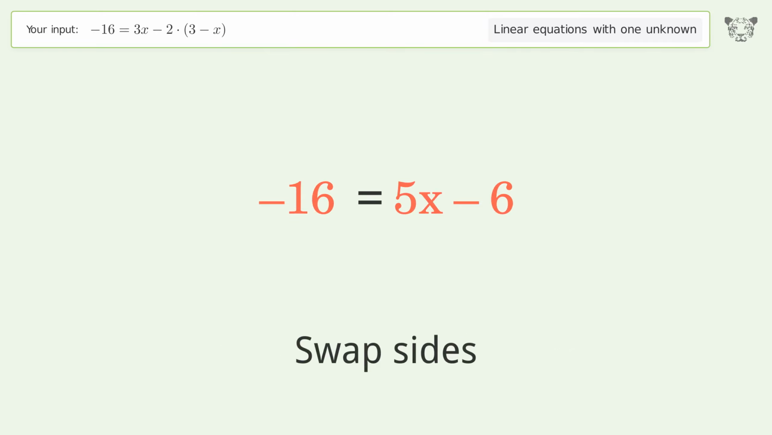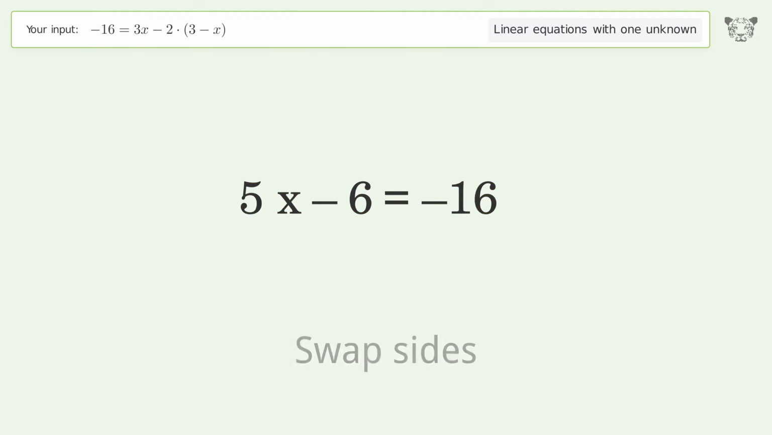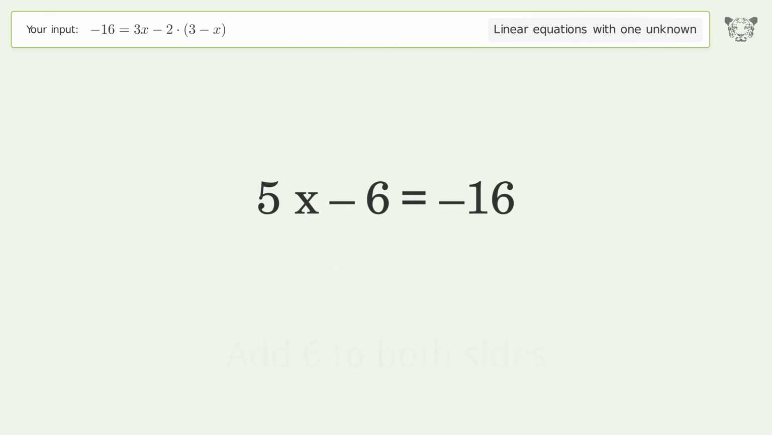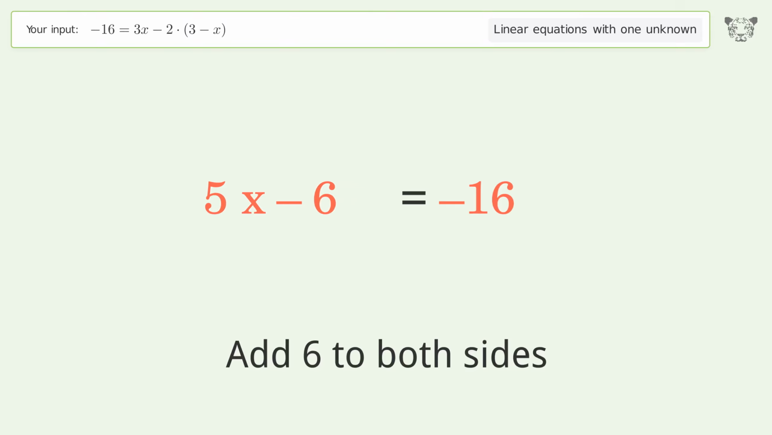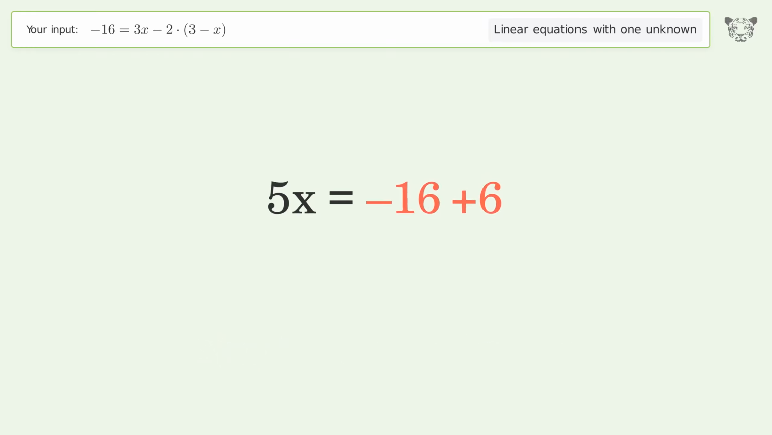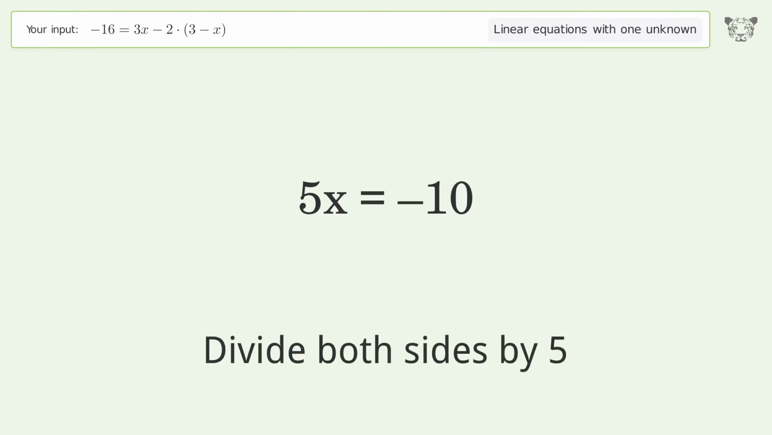Swap sides. Group all constants on the right side of the equation. Add 6 to both sides. Simplify the arithmetic. Isolate the x. Divide both sides by 5.